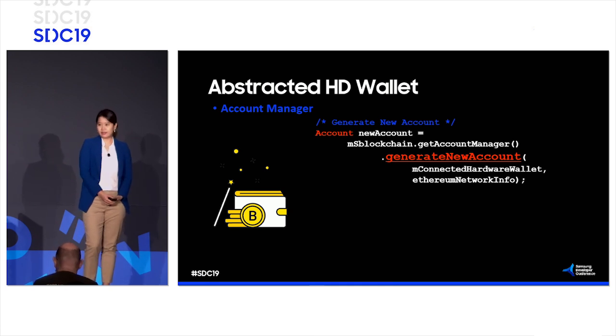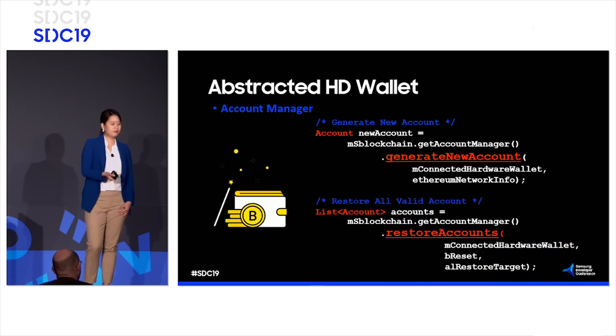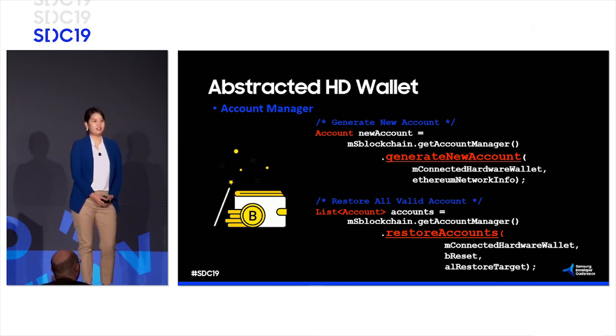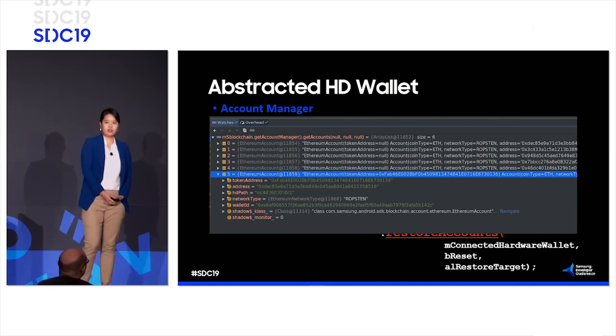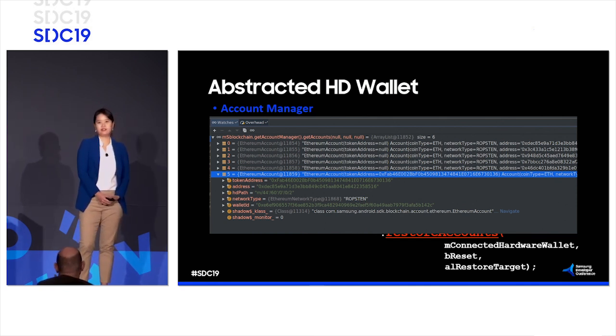If you want to generate a new account, just call one simple API, generate account. If you want to restore every valid account, then just call restore account. Getting the account is even easier. This image is captured from Android Studio. You can see every valid account in the form of an array list. It is really familiar to Android developers.